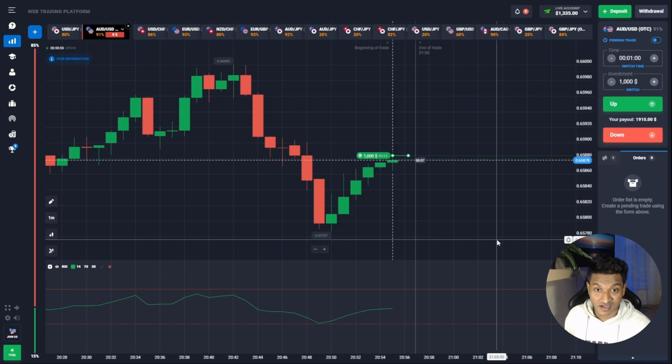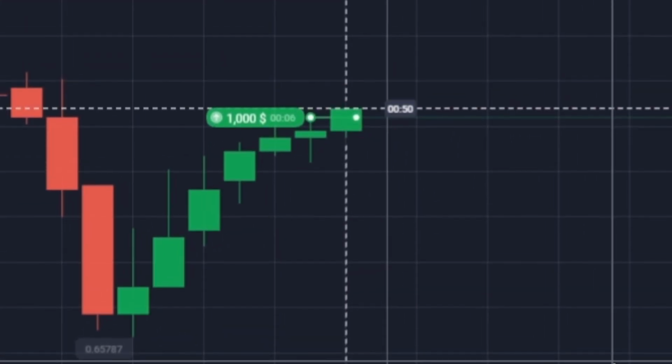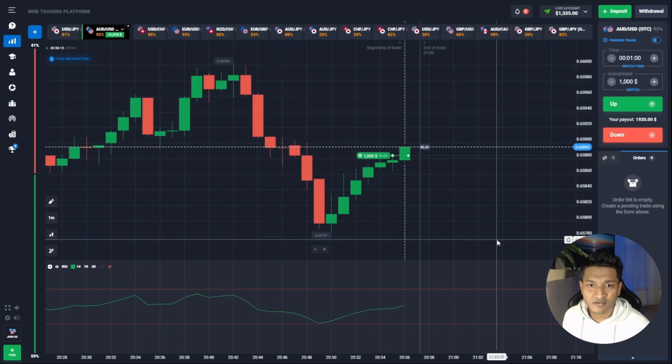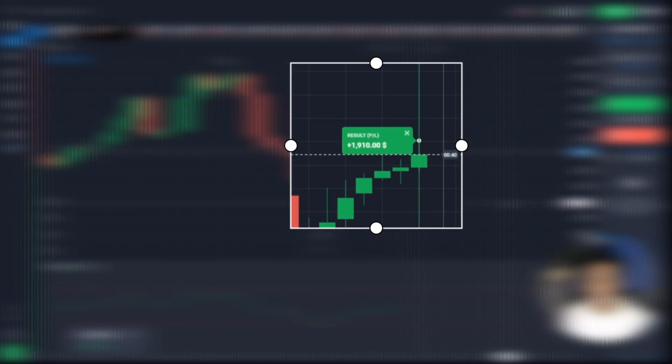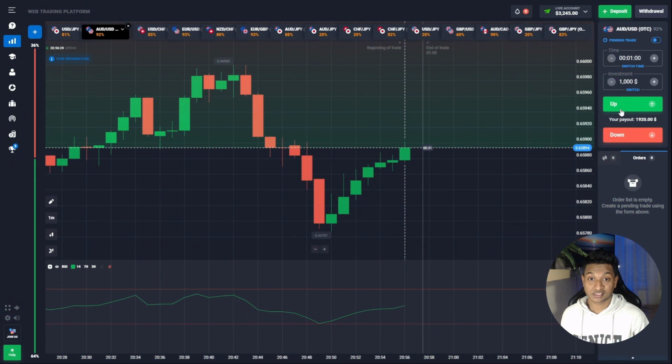I need to make this money, guys. I need to make this profit. The next candle, also something weird happening. Yeah, grow up, please grow up. Grow up, baby, grow up. Make profit. Yeah, grow it up, baby. Yeah, made it, guys. $1,910, guys. Let's push up again.